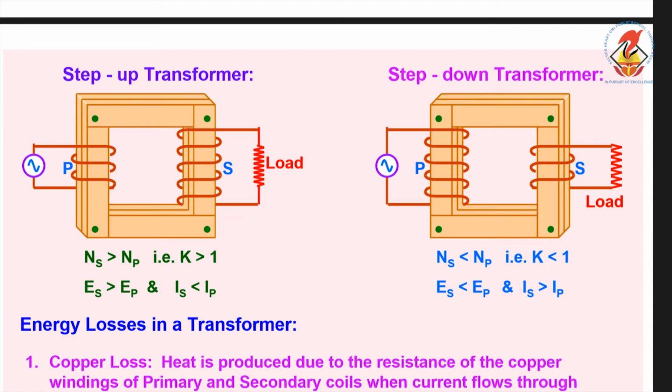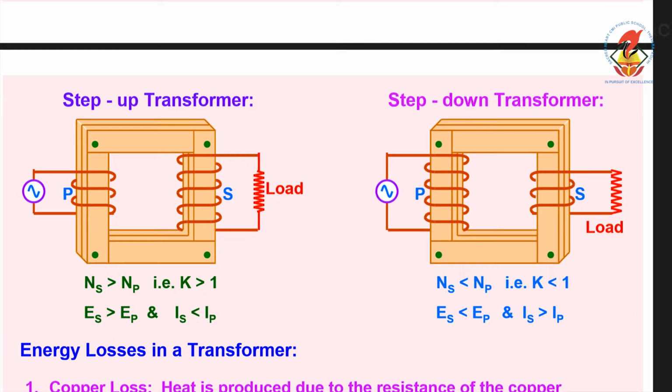So when you look, what can you see? What is the difference between those two figures? In a step up transformer, the primary number of turns is very less, and the secondary number of turns is more. So I will write like this: Ns is greater than Np. So the coefficient K will be greater than 1, meaning the voltage will step up.